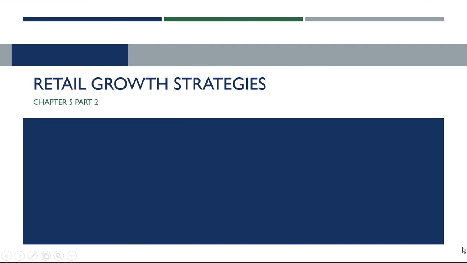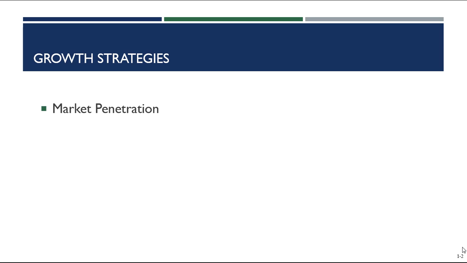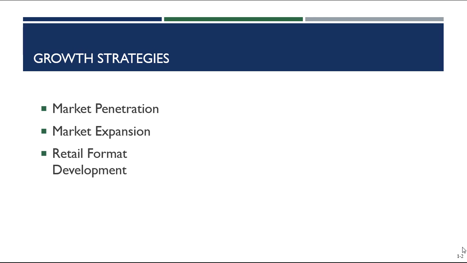The next topic in Chapter 5 is retail growth strategies. So we're going to talk about ways that a retailer can leverage their assets to expand their businesses. And there are 4 types of growth strategies. The first is market penetration. Then we'll talk about market expansion. Then we'll go into retail format development. And we will finish our conversation with a discussion on diversification.